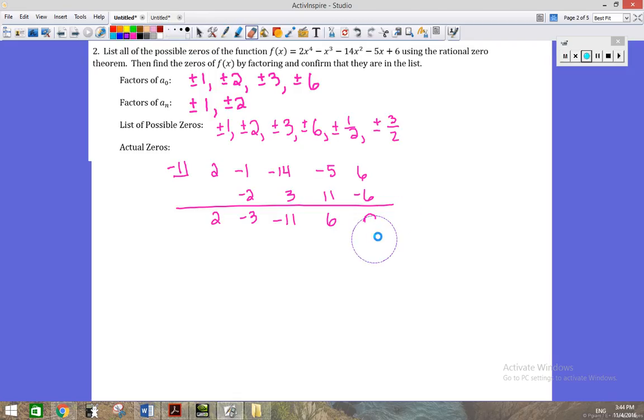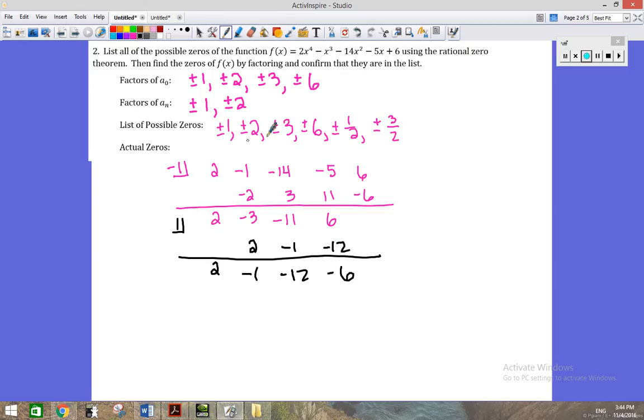I don't need this number. I'm through with that remainder. Alright, so let's try 1, I guess. We'll just go through the list. We'll pull down a 2, 2, -1, -1, -12, -12. Probably I shouldn't have bothered. It might have given me a 0 before when I tried. Since it didn't give me a 0 before, it's not going to give me 1 now. So maybe that was a waste of time to try 1 again.